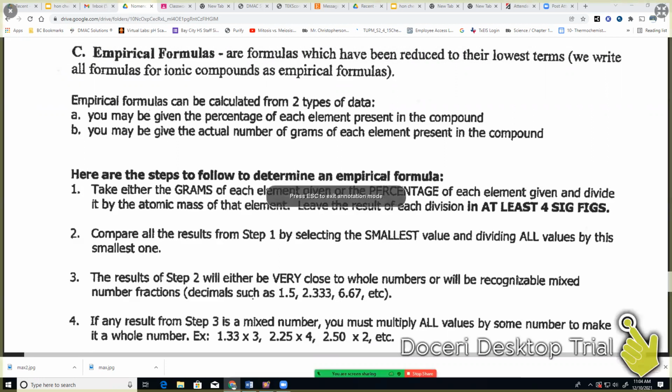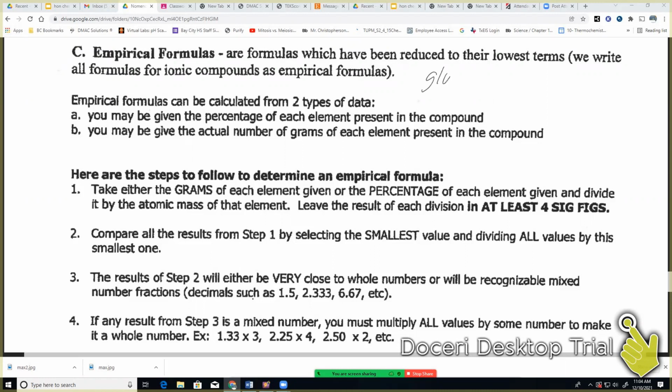All right, so the empirical formula is the simplified formula, or the formula that has been reduced to the lowest terms. For ionic compounds, we always write them as empirical formulas. So it's more that you're talking about your covalent compounds where you have to reduce them.